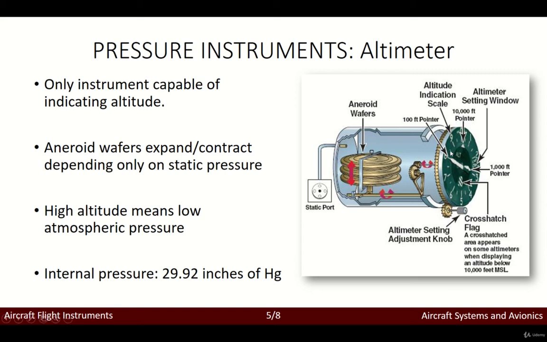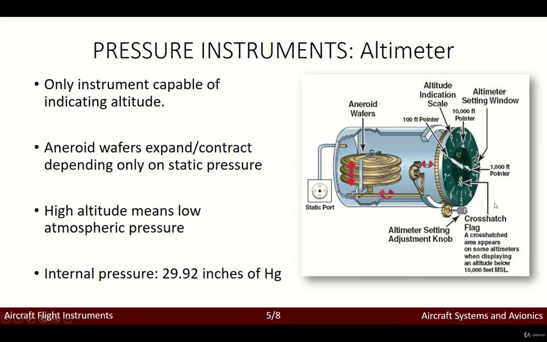Right? So note that the altimeter requires an initial pressure reference so as to be calibrated. This is why the aneroid wafer is actually a sealed wafer with an internal pressure of 29.92 inches of mercury. Right, so if you're in Europe, this would be 760 millimeters of mercury, okay? Or another way of seeing this is 1 atmosphere.